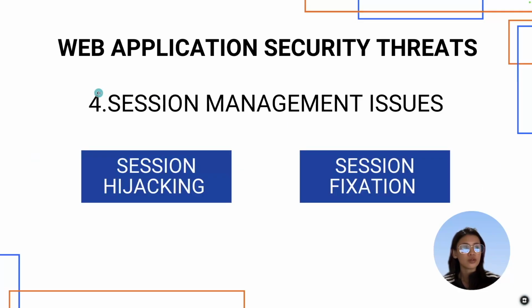Next, we have the session management issues. So we have here two categories of session management issues. One is session hijacking. This one occurs when an attacker steals a valid session token and gains unauthorized access. Okay. So for example, you are on a public mall Wi-Fi.